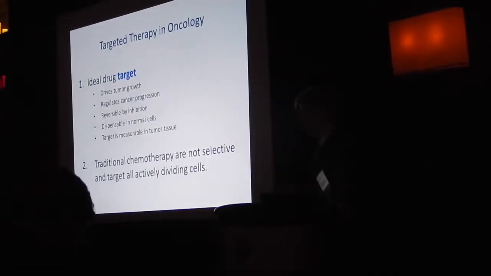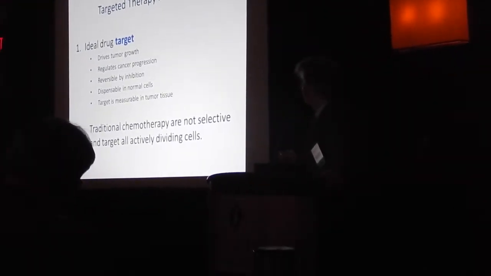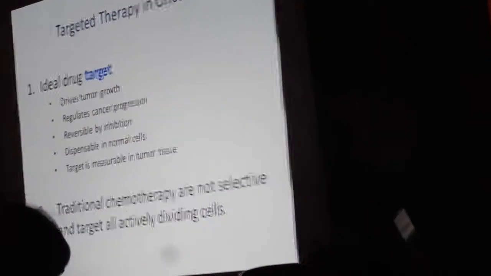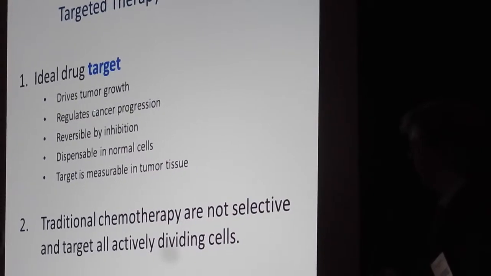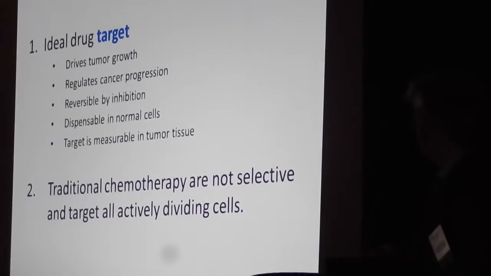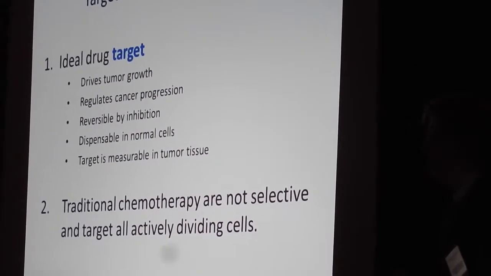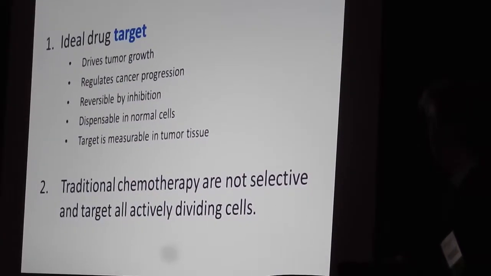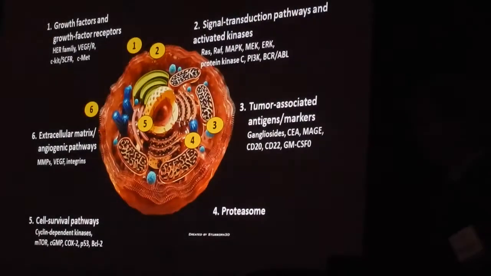So targeted therapy is now a very important tool to treating cancer. And an ideal drug target has several properties. It drives tumor growth, it regulates cancer progression, it can be reversible by inhibition, it's dispensable in normal cells, which can help reduce side effects, and you can measure its presence in your target tumor tissue. Now, traditional chemotherapy is not selective, and it basically, as we all know, targets all actively divided cells.